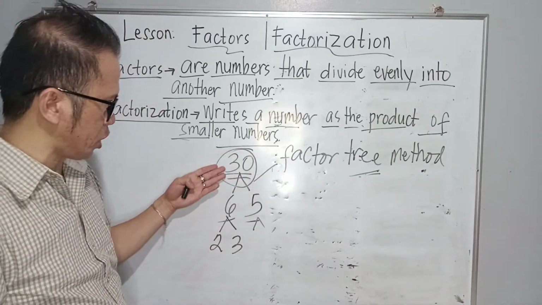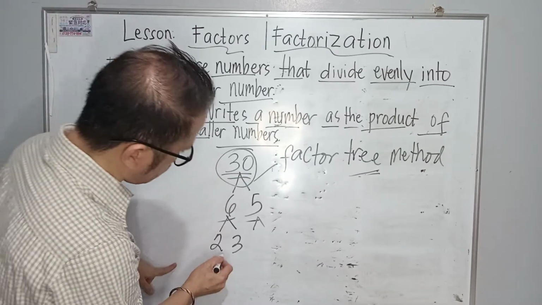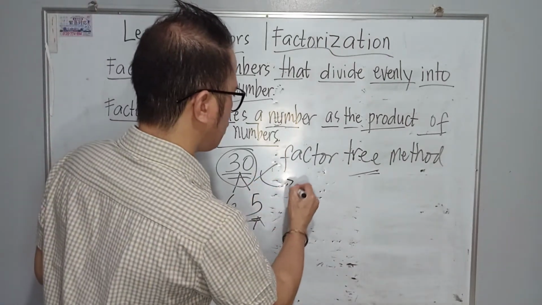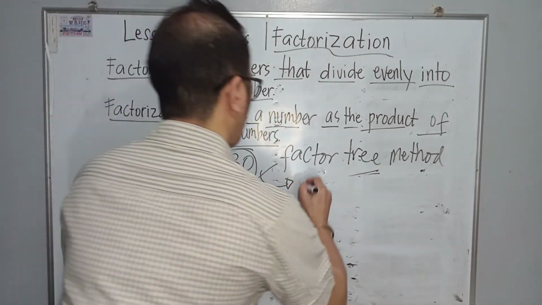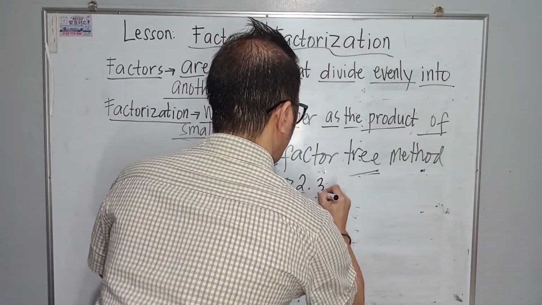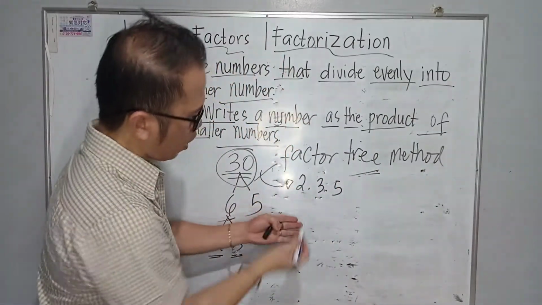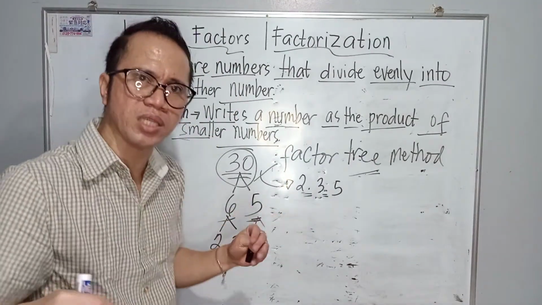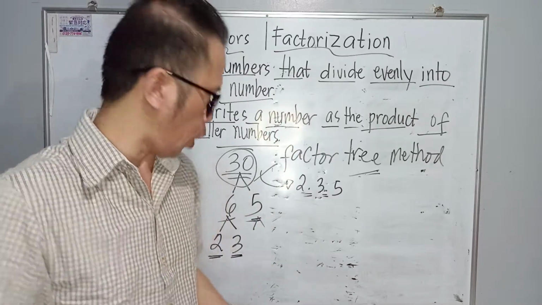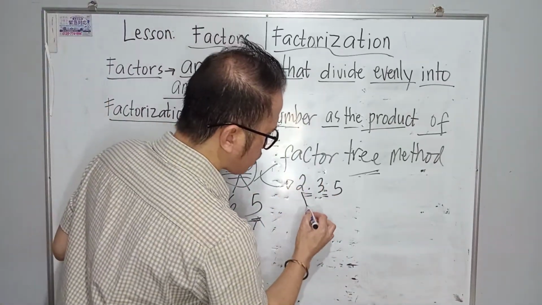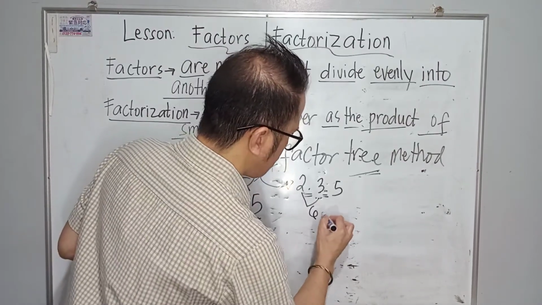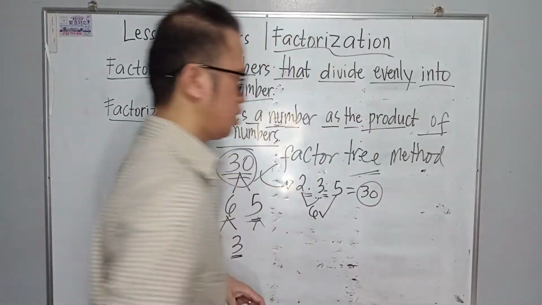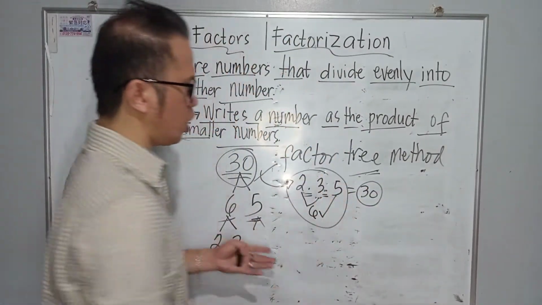And the factorization of 30, we have 2, 3, and 5. We're going to jot down here. The factors of 30, we have 2 times 3 times 5. That, class, is a multiplication symbol. We can also use dots. That is a symbol for the multiplication process. So when we multiply, class, 2 times 3, the answer is 6. Times 5, the answer is 30.